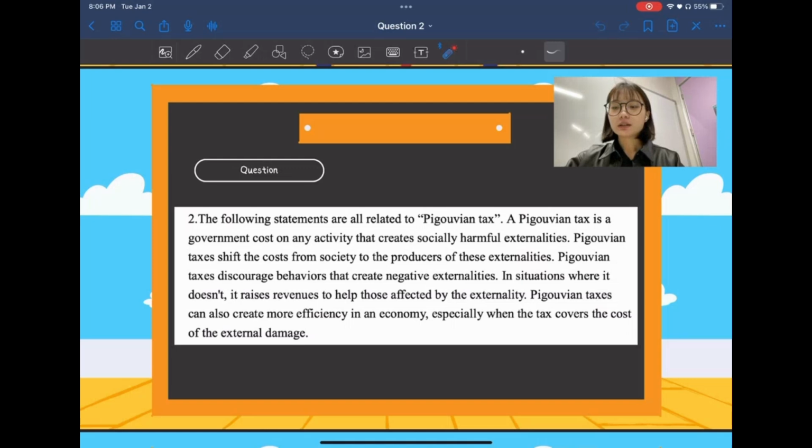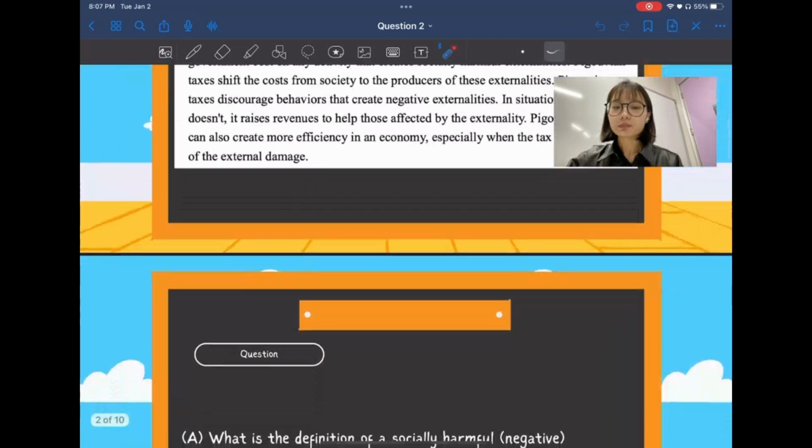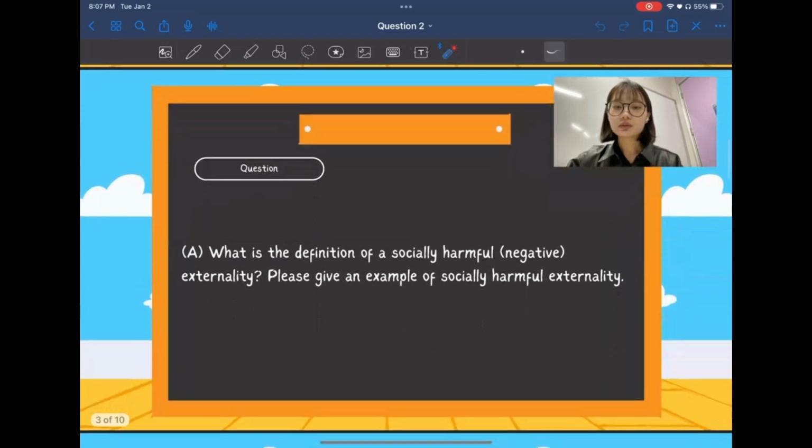A Pigouvian tax is meant to discourage activities that impose a cost of production onto third parties and society as a whole. And for question A, what is the definition of a socially harmful externality? And please give an example of a socially harmful externality.